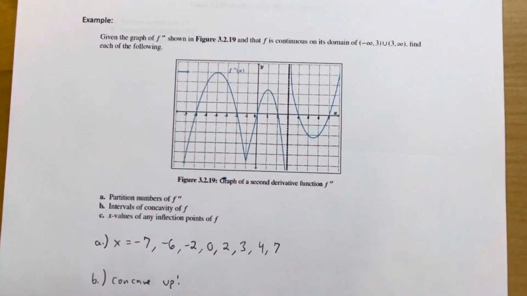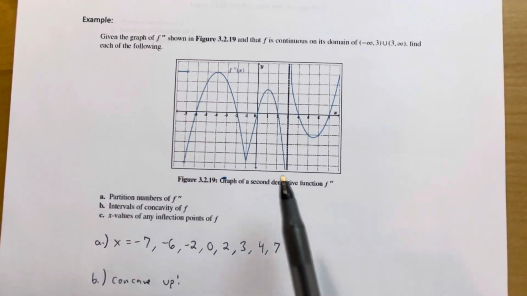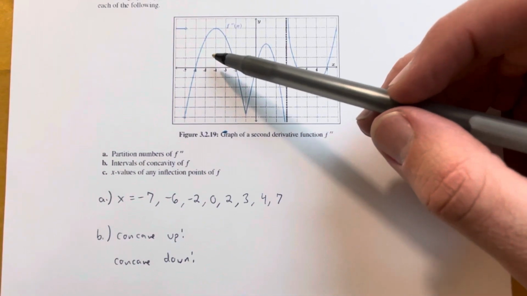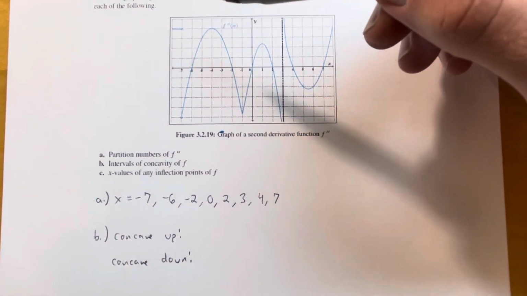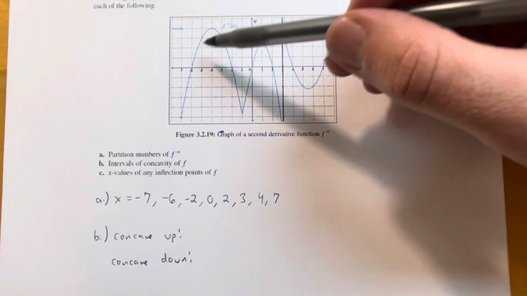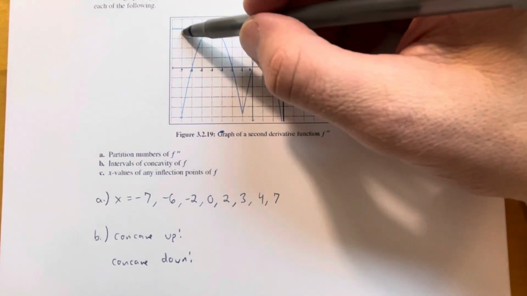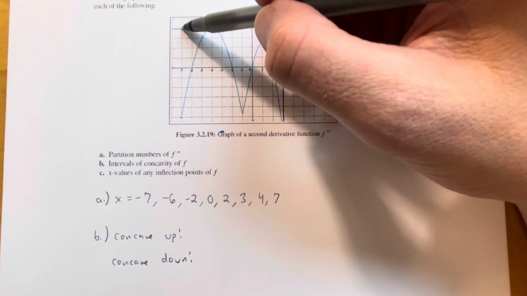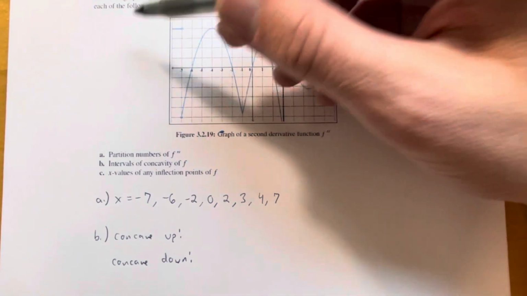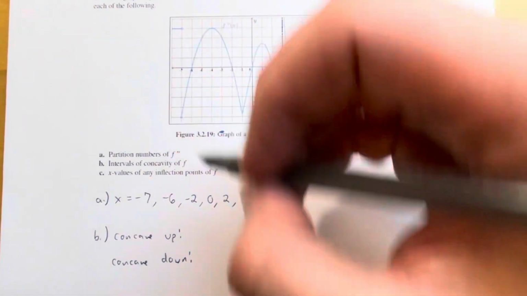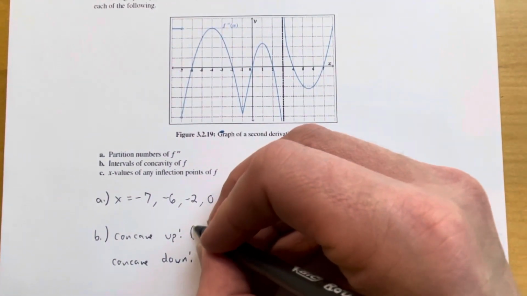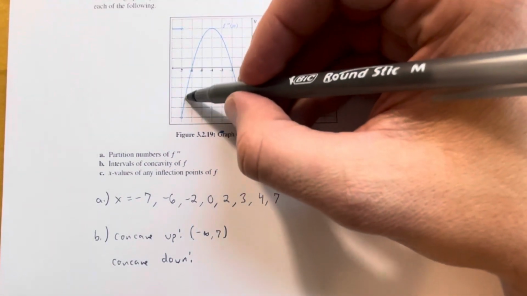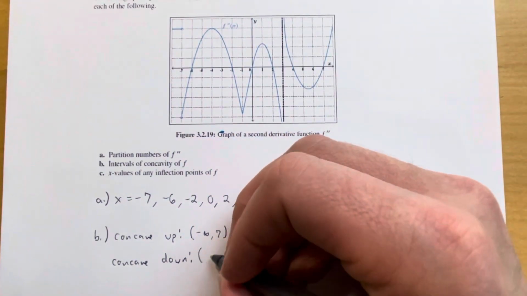Let's write those in. Anywhere where f double prime is positive is where f will be concave up. But f double prime is positive for any place on the graph that's above the x-axis. And you'll notice there's a little piece of the graph up here as well. It's positive, it goes horizontally to the left. We're going to just assume it goes all the way to negative infinity. And because it's positive, that's going to be where f is concave up. So I'm going to say negative infinity to 7. Then we're below the x-axis here. So that's going to be where we're concave down.